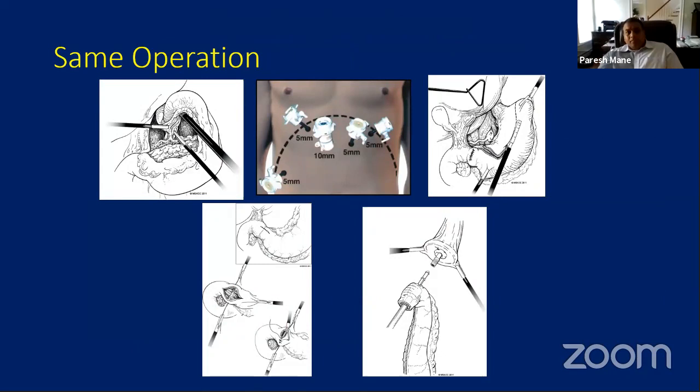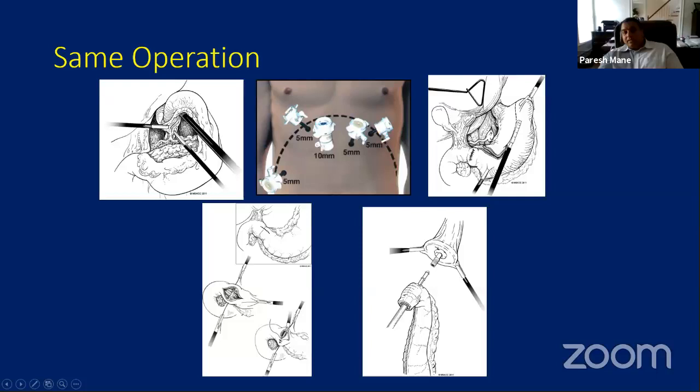So port placement for minimally invasive esophagectomy, I do 10 millimeters, so 2 10-millimeter ports in a paramedian fashion, 1/3 of the distance between the xiphoid and the suprapubic area. And then I'll use 1 5-millimeter here to retract the liver. It's this kind of squiggly retractor, I call it Mr. Squiggly, to retract the left lobe of the liver. And then we'll put 2 5-millimeter incisions here.